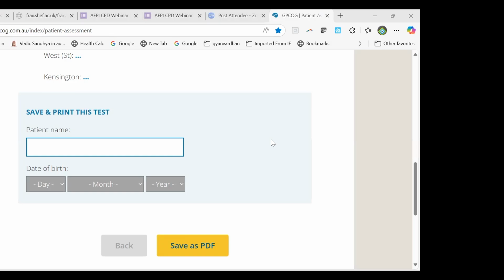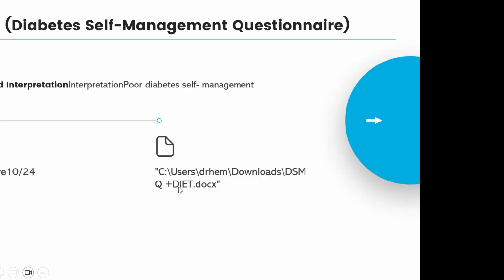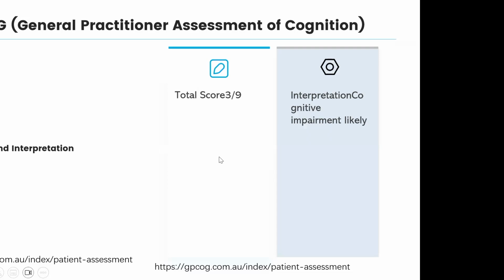And his score was 3 out of 9. So the interpretation is that there's a likely cognitive impairment.